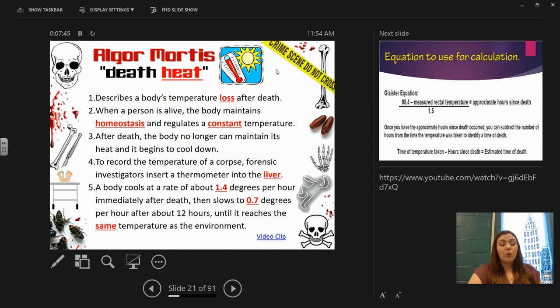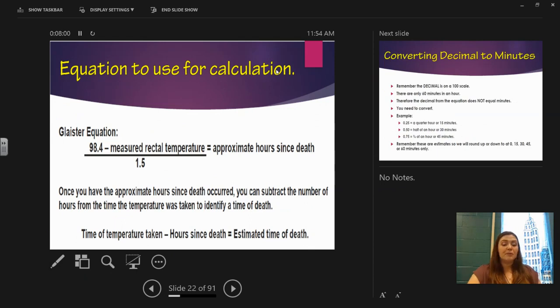Then it slows to about 0.7 degrees per hour after 12 hours until it reaches the same temperature as the environment. Okay. Now, for our purposes, we're going to ignore the fact that we go from 1.4 to 0.7. We're just going to use this formula in here. They're going to simplify it a little bit. So basically, they're saying the average is 98.4. Okay, so 98.4 average temperature.